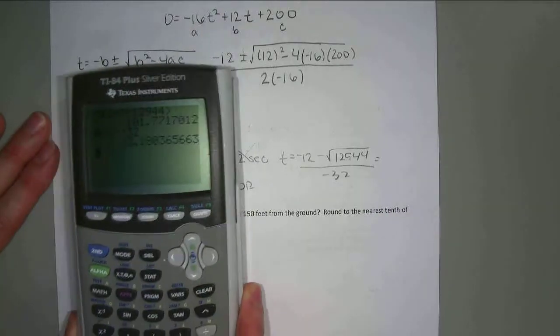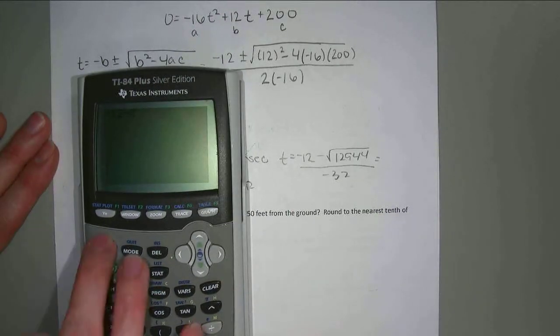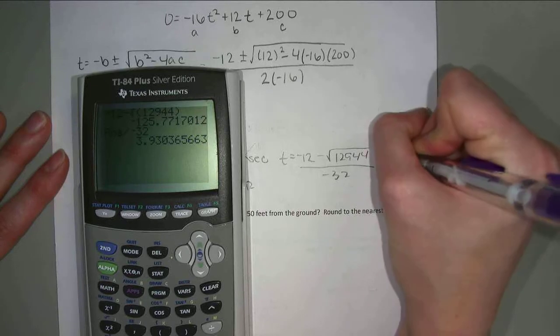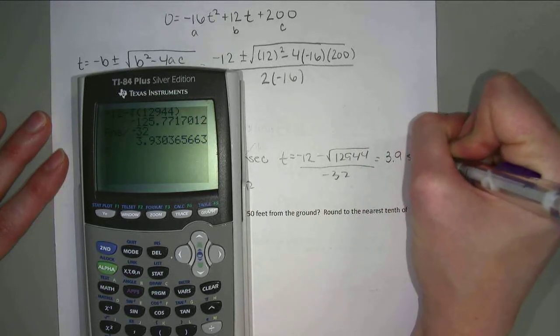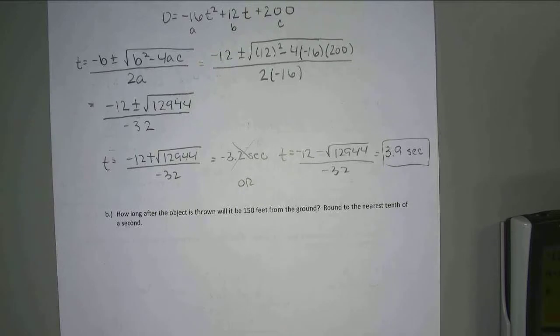So we're going to do negative 12 minus the square root of 12944, close off your parentheses, hit enter, divide by negative 32, and you get a positive 3.9 seconds. Does that look right to those that are plugging it into your calculator? Okay. So what does that mean? It means if we really threw it off of this 200-foot cliff, it would take about 4 seconds to hit the ground, which is pretty impressive. I mean, that's a pretty quick fall based on this.